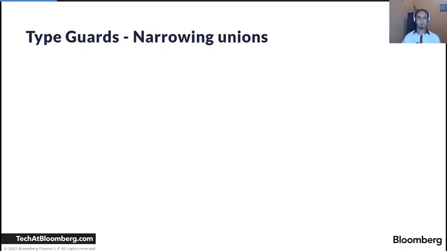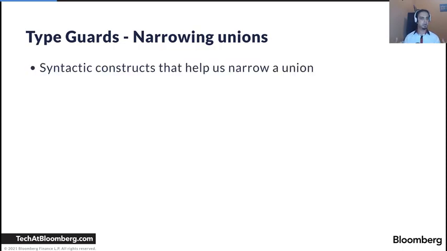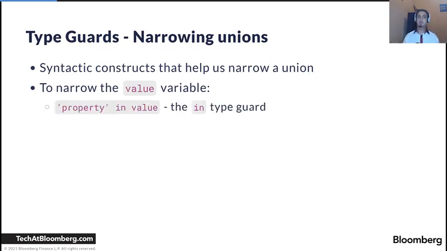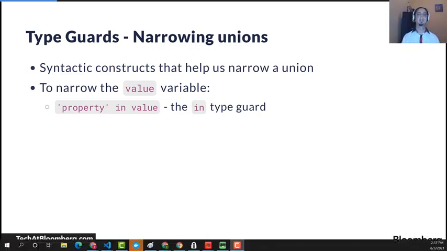So, we saw how we can narrow a union, namely using type guards. But what are type guards? Basically, they're syntactic constructs that can help us narrow a union. And when I say syntactic, I mean that their form matters. So basically, the form of our code is what lets TypeScript know that this is something that we use to narrow the type of a specific variable. So to narrow the type of a value variable, for this particular case, we used property in value. And we call this the in type guard.